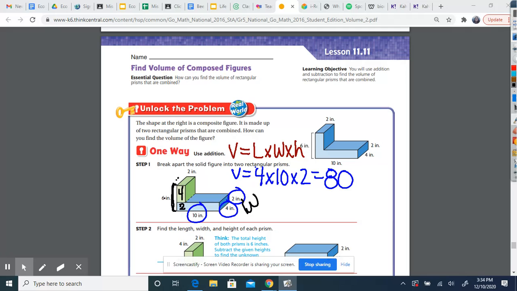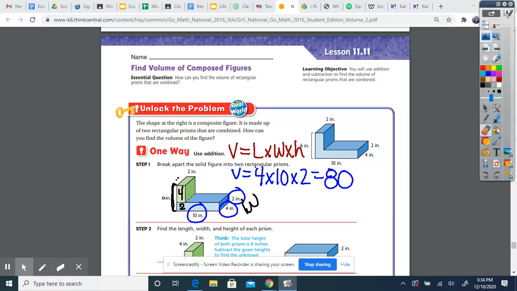So our width of the, I'm saying this all wrong, the height, sorry. This is height. It's been a long day. The height of the blue is 2, and so the height of these combined is 6. So the height of the green one would be 4. So I'm going to go ahead and fill that in.